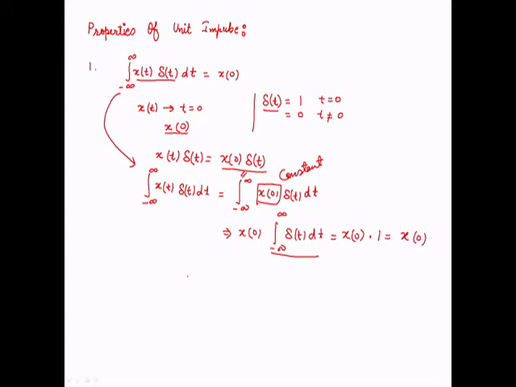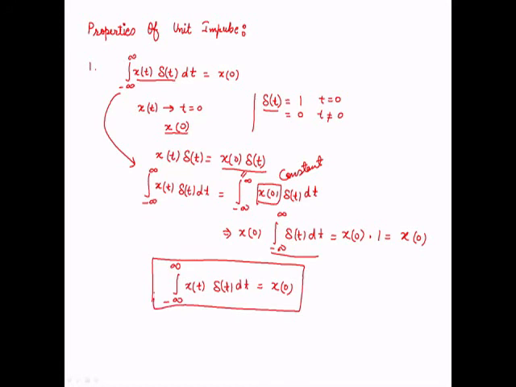Now we can write the identity like integration of x(t) delta(t) dt, where the limit varies from minus infinity to infinity, is equal to x(0). So this is the first property, and that is the proof.